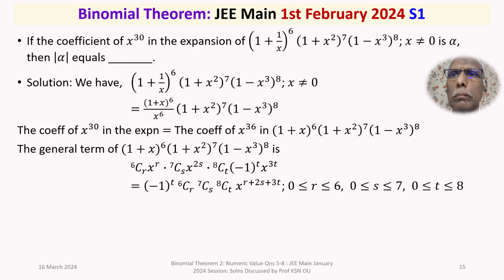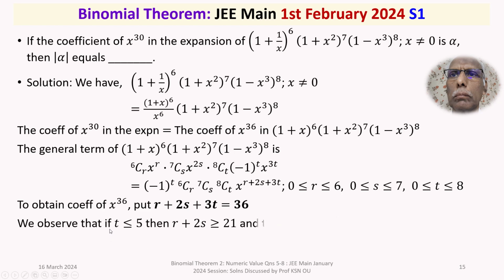Agreed. So to obtain the coefficient of x to the power of 36, we have to consider r + 2s + 3t = 36, where 0 ≤ r ≤ 6, 0 ≤ s ≤ 7, 0 ≤ t ≤ 8. For such r, s, t with r + 2s + 3t = 36, in every case the coefficients are to be computed and added. Then you will get the answer.